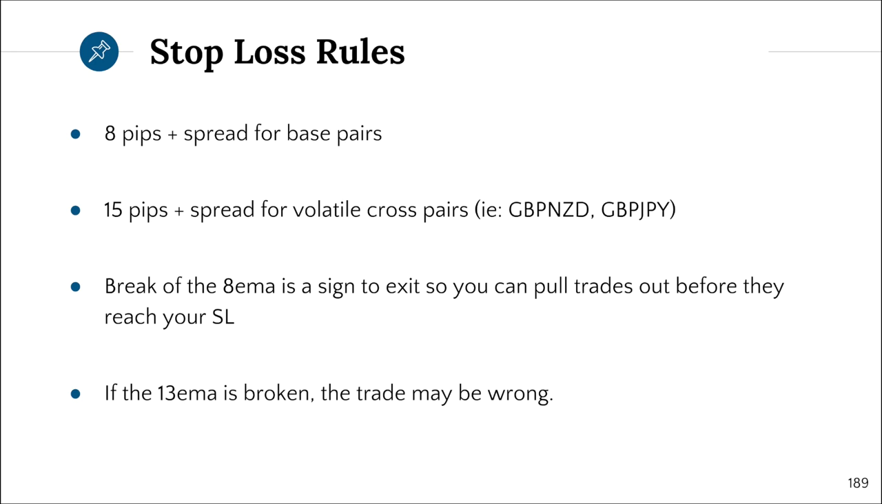So let's discuss stop loss rules when trading the S2 pattern. The first thing I want to state, to clear the air, again, we're going to have base pairs and cross pairs. For base pairs, you can use 8 pips plus your spread, which will normally come out to about 9 or 10 pips depending on your broker. That normally will be plenty.